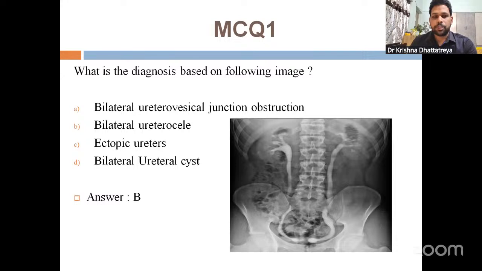Why not the other options? Because if there is a bilateral vesicoureteric junction obstruction, there will be a gross dilatation of the upper tracts and there won't be any cystic dilatation. So the first option is ruled out. And if it is a bilateral ureteral cyst, there will be a filling defect rather than a cystic dilatation. So here the answer is bilateral ureterocele.